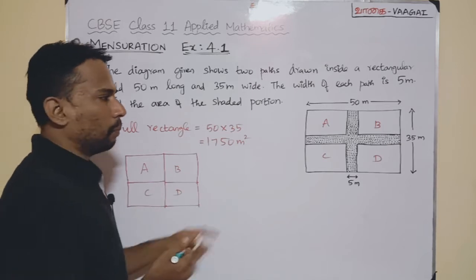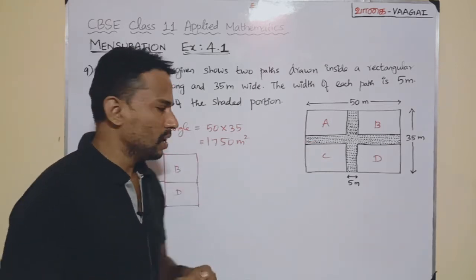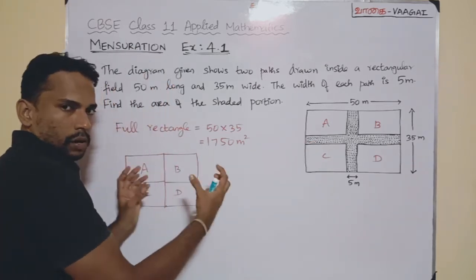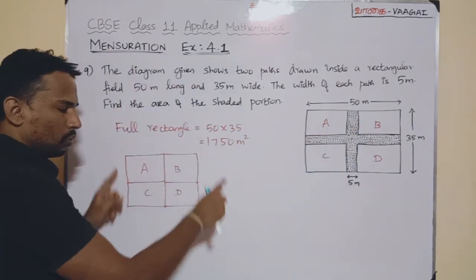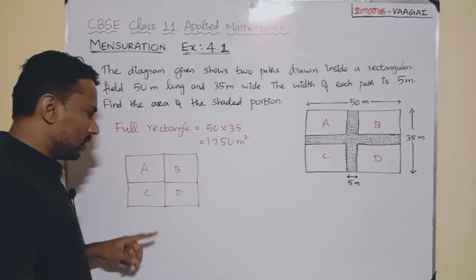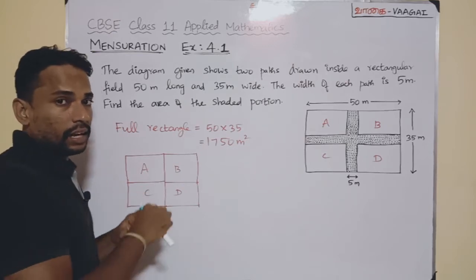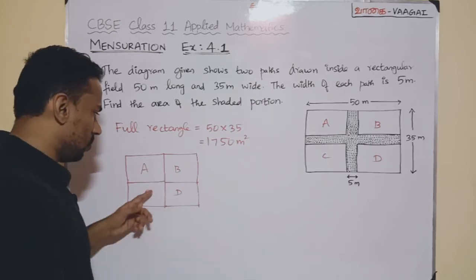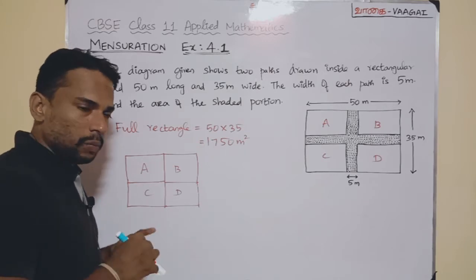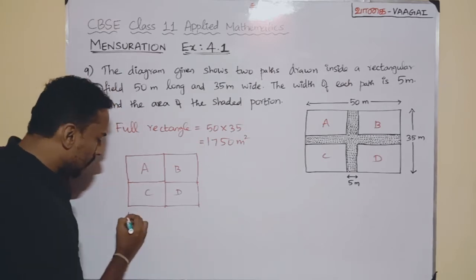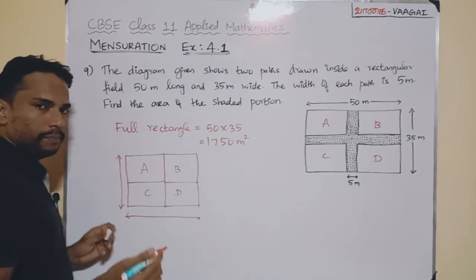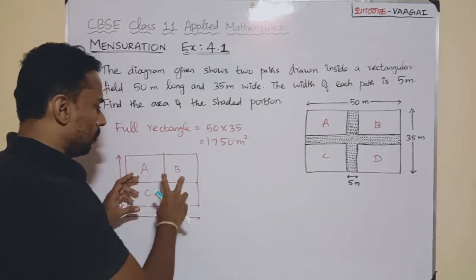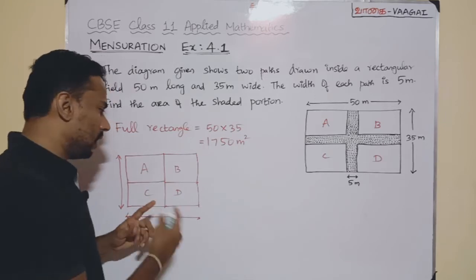So ignoring that pathway which is in between, if I try to make them closer, this is how A, B, C, D look when they are put near. Now once again, this will form another rectangle, is it or not? Can you please tell what will be the length and breadth of this rectangle? Any idea? We are clear about the construction, but what about the length and breadth?